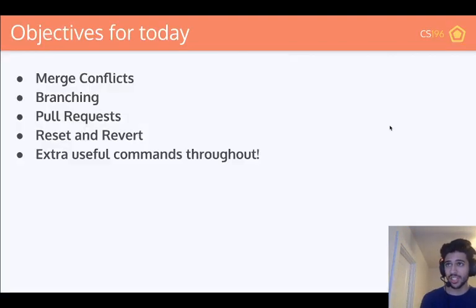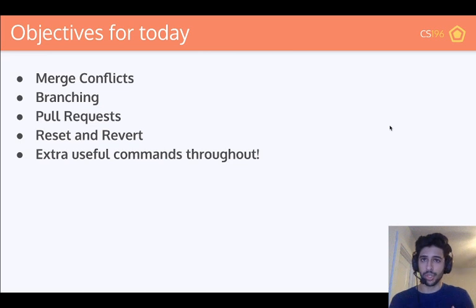First things first, we're going to be covering what merge conflicts are. Then we'll be going on to this concept called branching, pull requests, resetting, and reverting. And all throughout, we're going to be going through some extra useful commands that will likely be useful as you go through using Git on your own time.